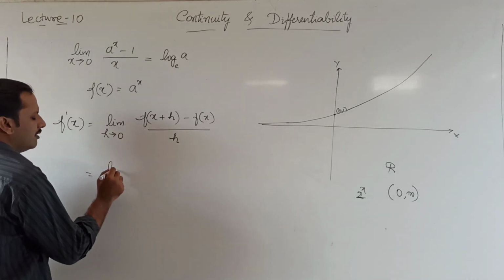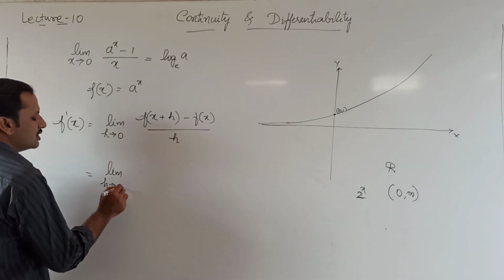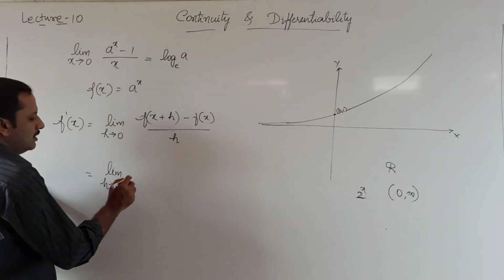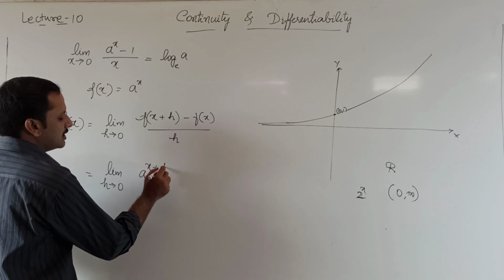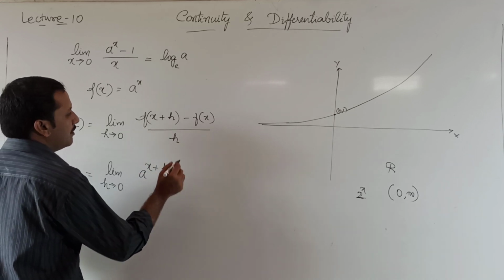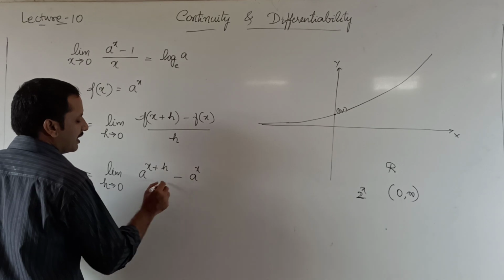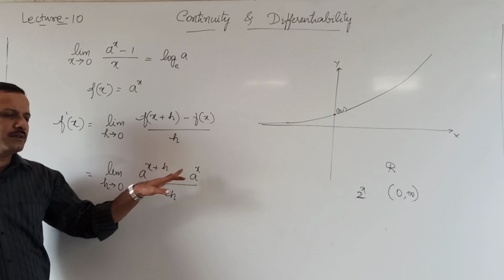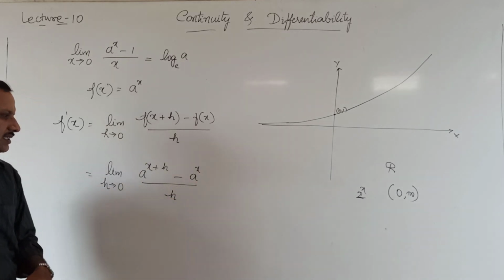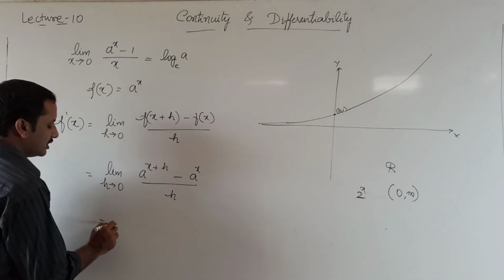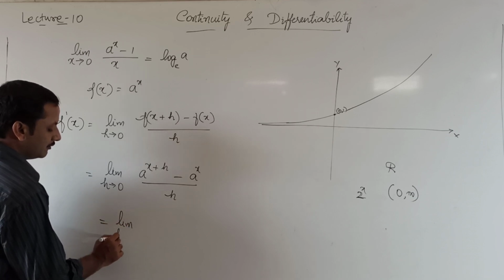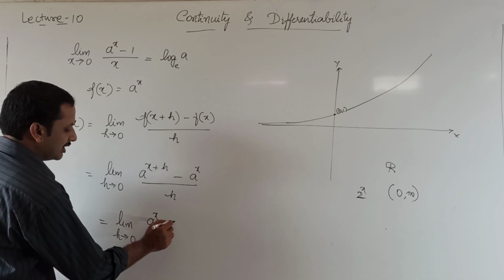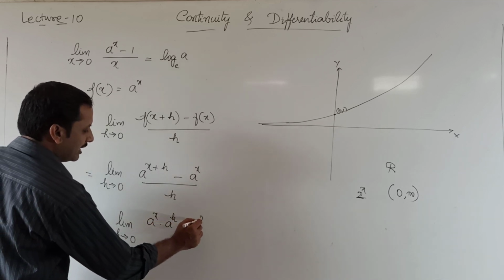That's equal to limit h tends to 0, f of x plus h minus f of x divided by h. f of x is equal to a power x, so f of x plus h is a power x plus h, minus f of x, which is a power x, divided by h. A power x plus h.